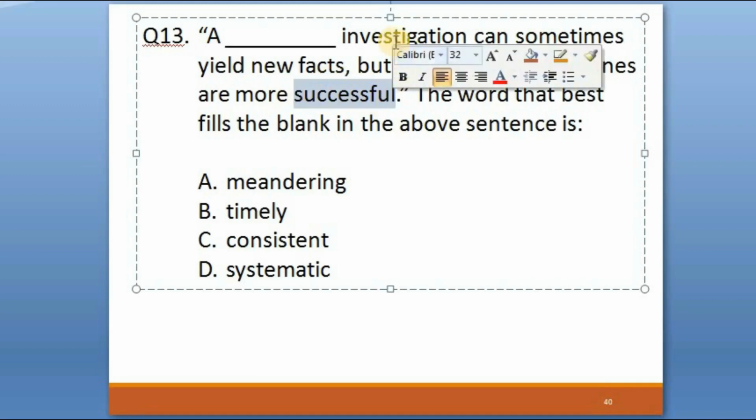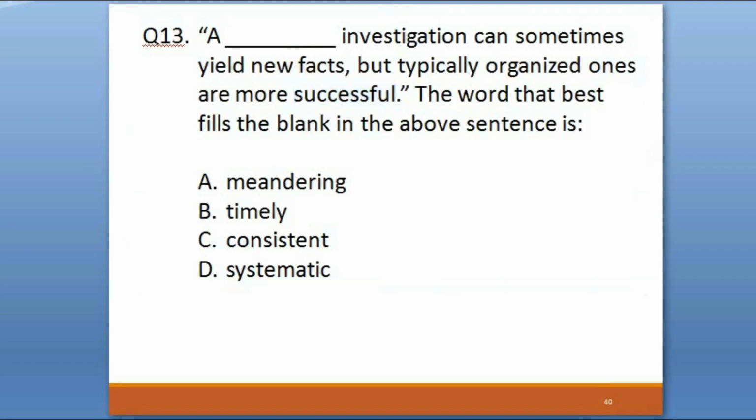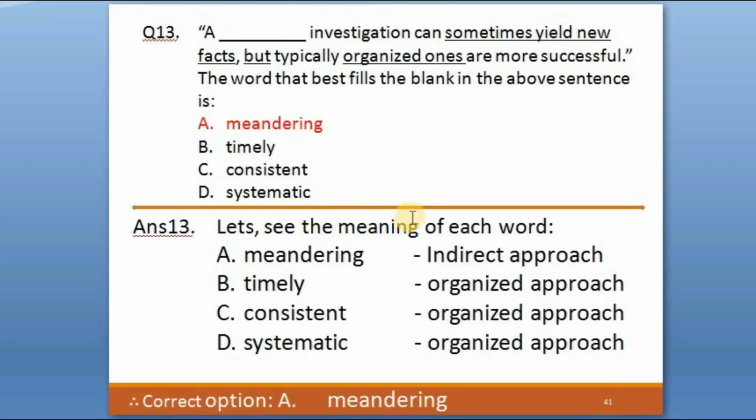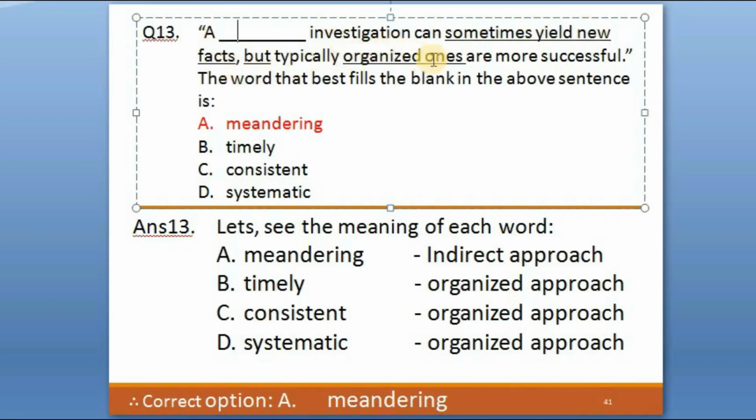So again, let's analyze it thoroughly. When we analyze it, see the meaning. The timely approach gives an organized approach. Consistent is part of the organized approach. Systematic is part of the organized approach. But the first one, that is mentoring, is an indirect approach. So here mentoring is the most suitable word. It means a mentoring investigation can sometimes yield new facts, but typically organized ones are more successful. So option A is the correct option, right?